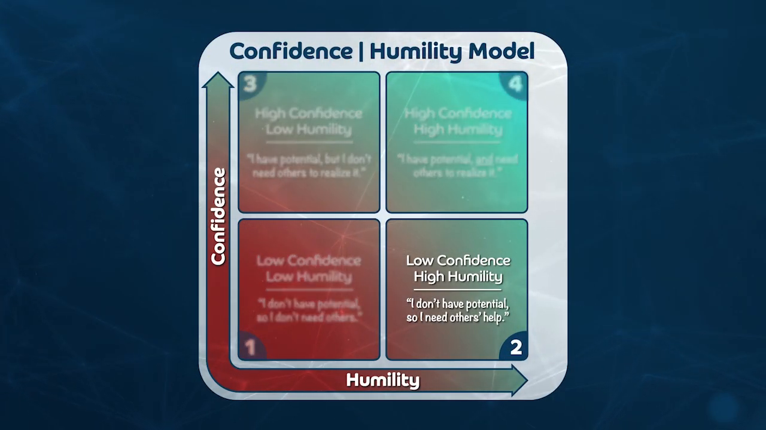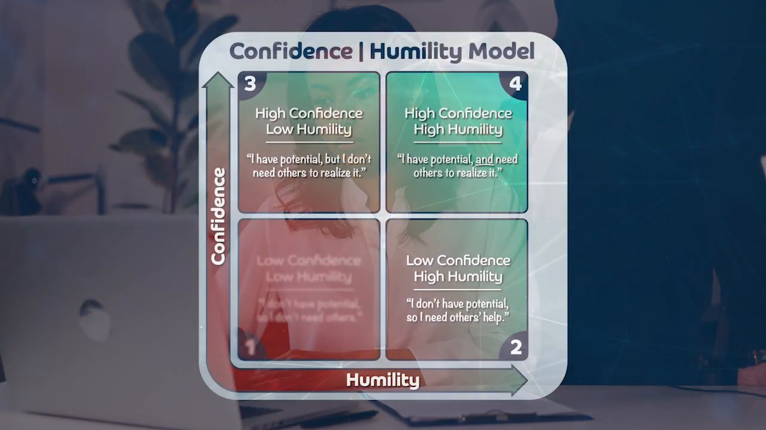Quadrant 2, low confidence with high humility. Someone with low confidence and high humility, meaning they are very humble, feels as though they don't have potential, and as a result, they rely on others to accomplish goals. They may rely on others too much, as they are afraid to move forward and need a security blanket.